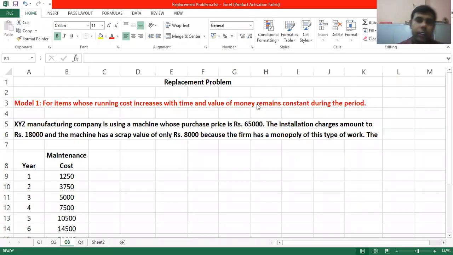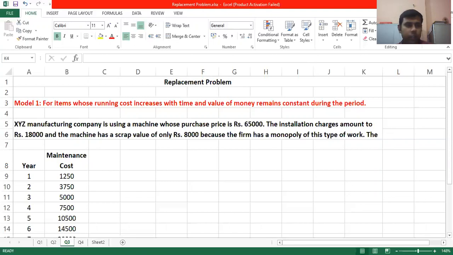Hi, this session is on replacement problem. It is part 2, as we have discussed in part 1. Model 1 is for items whose running cost increases with time and value of money remains constant during the period. In this session also, the questions will be from the same model, but the questions will be from different sort of information, right? So a variety of questions we try to bring in.